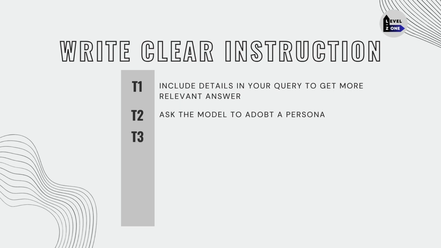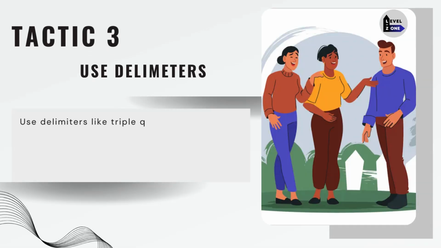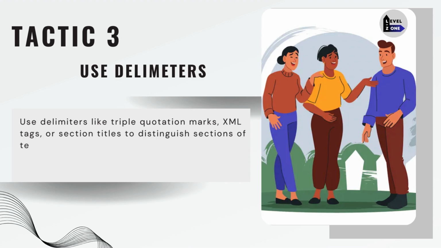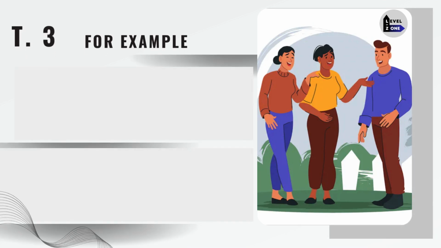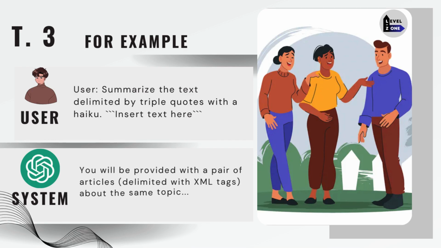Tactic number three. Use delimiters to clearly indicate distinct parts of the input. Use delimiters like triple quotes, markdown, XML tags, or section titles to distinguish sections of text. This helps in treating different parts of the input differently. For example, here the user says, summarize the text delimited by triple quotes like this, and the system says, you will be provided with a pair of articles delimited with XML tags about that same topic, and so on.